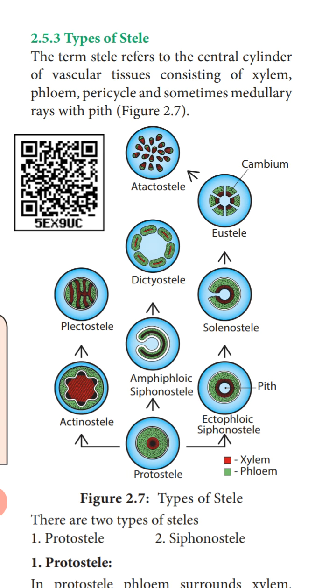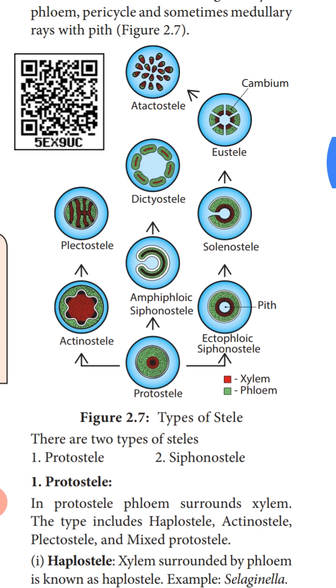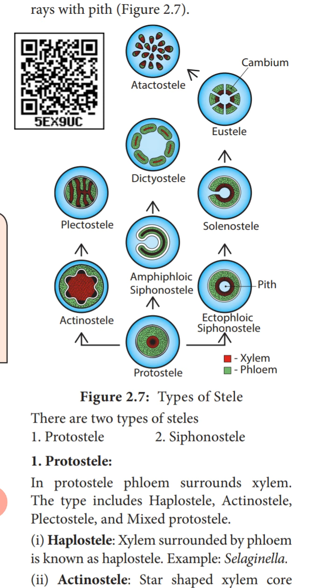So the steel consists of pericycle, phloem, xylem, medullary rays and pith. So the steel is broadly classified into two types, Protosteel and Cyflow. Protosteel means in Protosteel the phloem surrounds the xylem. Okay, so here you can see in the diagram figure 2.c, the red color represents the xylem and the green represents the phloem. So in the center the xylem is present and this xylem is surrounded by the phloem. This arrangement of the vascular tissue is called as Protosteel.